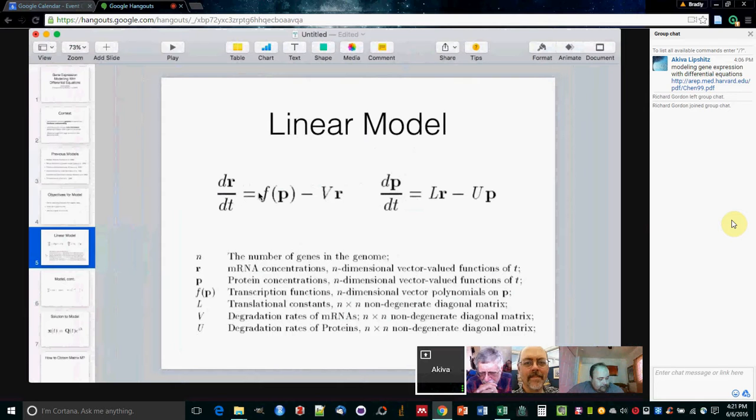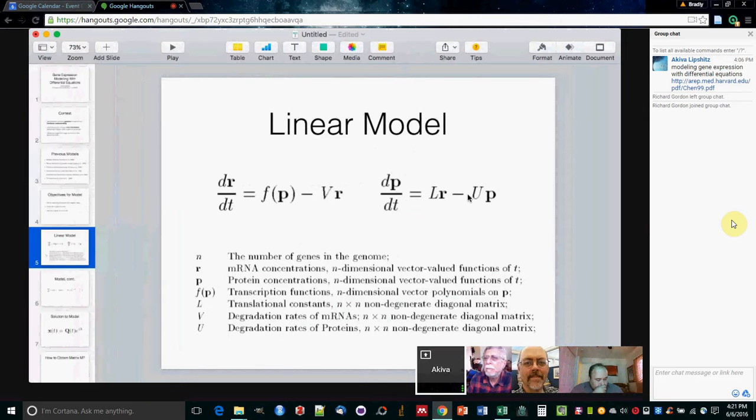So the change in mRNA is going to be a function of the concentration of, I don't know what the word is, transcription factors, minus the degradation rate of mRNA. The existing mRNA will degrade, so you need to take that into account when you want to know what the change in mRNA concentration is going to be.